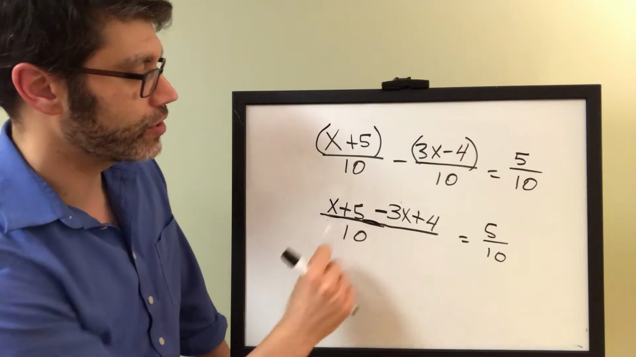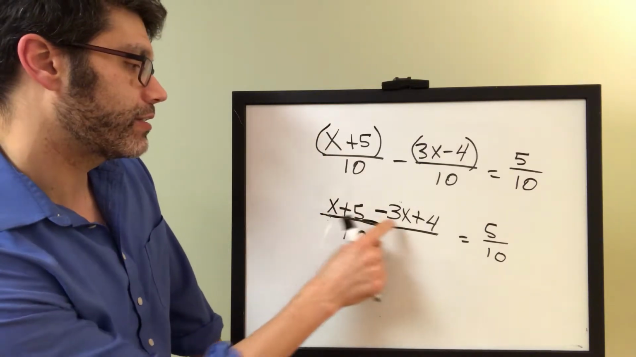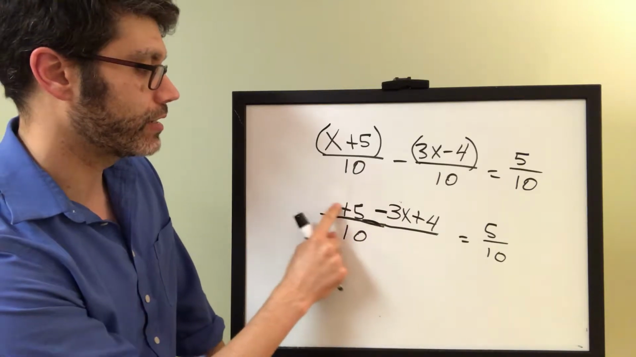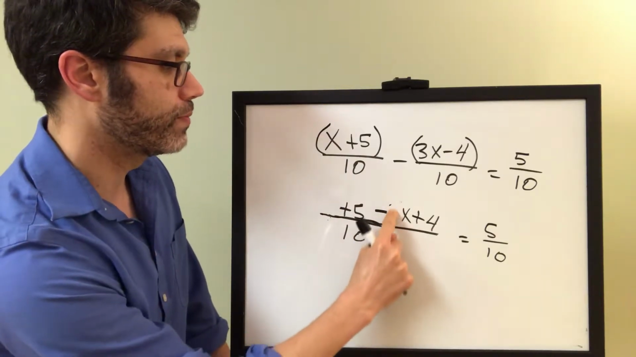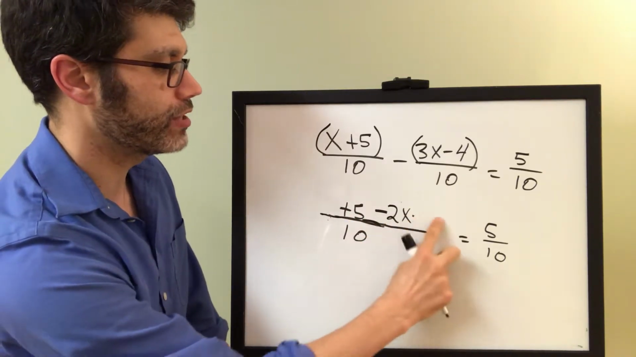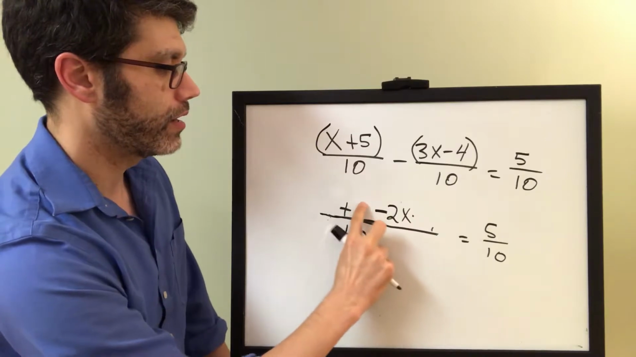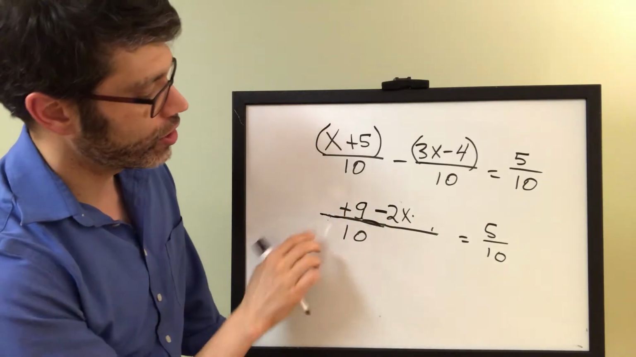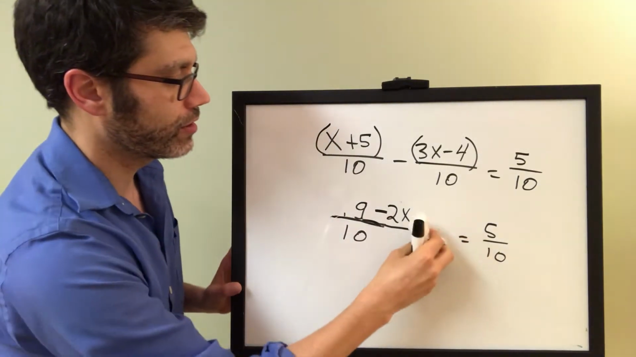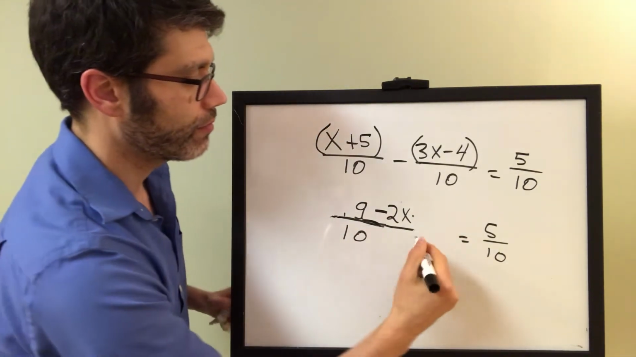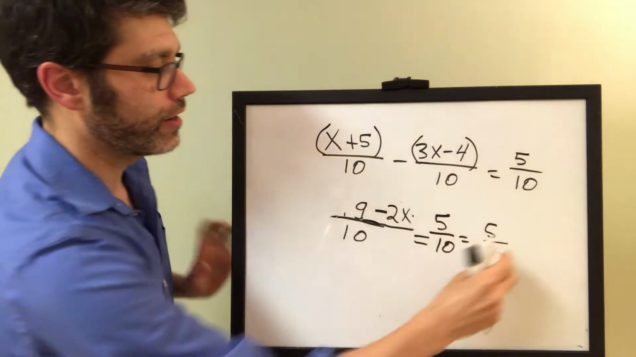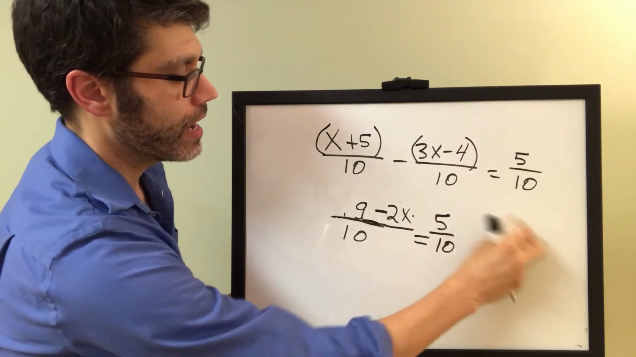So now let's combine like terms in the numerator here. Negative 3x plus x is negative 2x. All right, so we can take this away, make this a negative 2x, and then a positive 5 and a positive 4 becomes a positive 9. So we have 9 minus 2x all over 10. And that's equal to 5 over 10. All right, and then what do we have here?